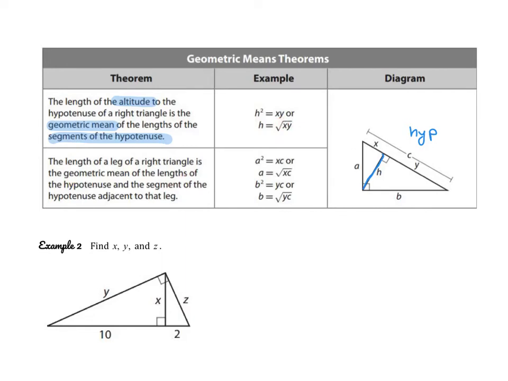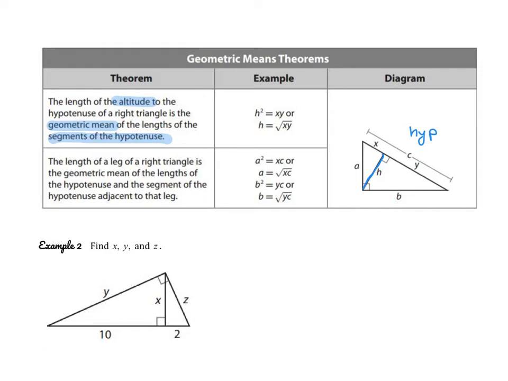The second theorem states that the length of a leg of a right triangle is the geometric mean of the lengths of the hypotenuse and the segment of the hypotenuse that is adjacent to the leg. So another kind of tricky one to interpret. So let's go through it together.